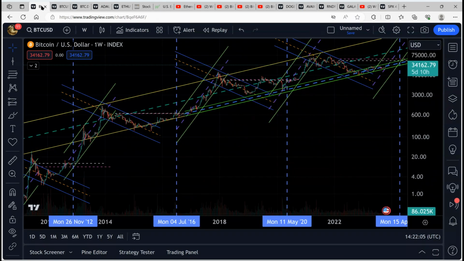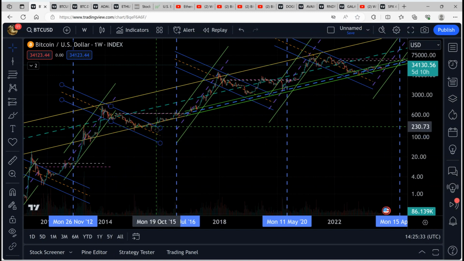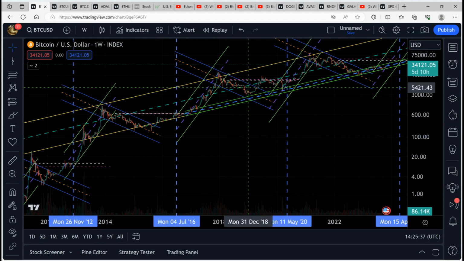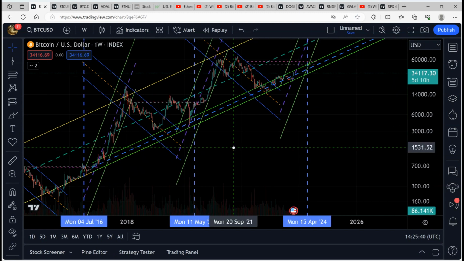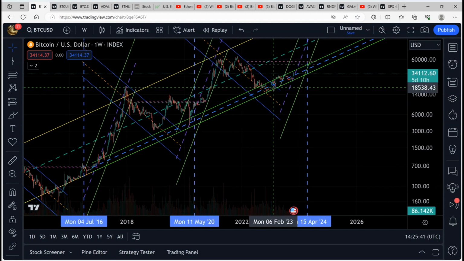Back to Bitcoin. So here Bitcoin's doing the same thing in our channel, up and down. I have the channel enclosing pretty much most of the price action. Came up a little bit above it here, a little bit below it here, totally within it here. And well, here we just came down to it.